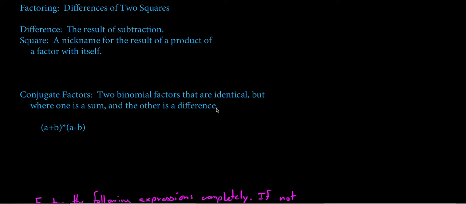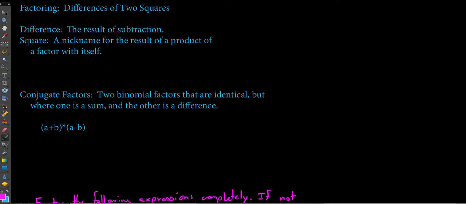Today we're going to look at a different special factoring pattern that is known as a difference of two squares. With respect to vocabulary, which is what we're going to start with, when we talk about a difference of two squares, remember that a difference is the result of subtraction. So if I were to write an expression like a minus b, this would be considered to be a difference.